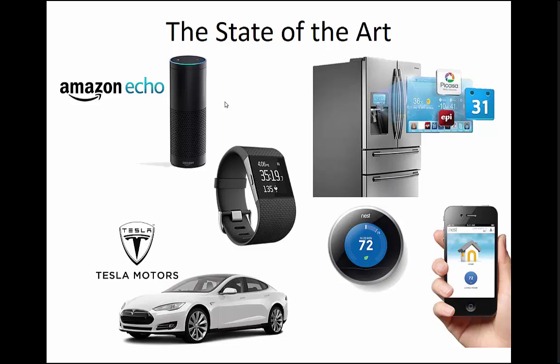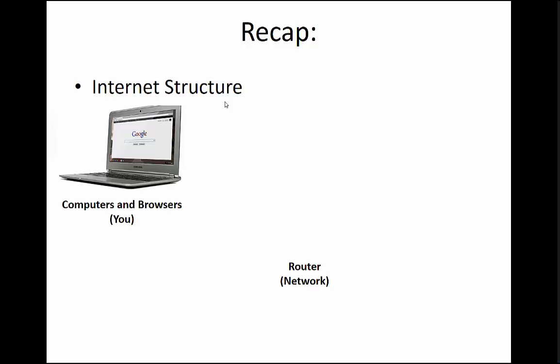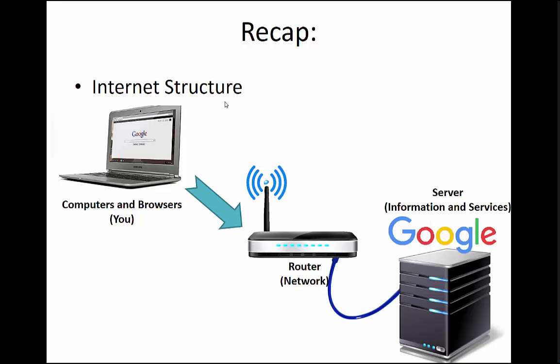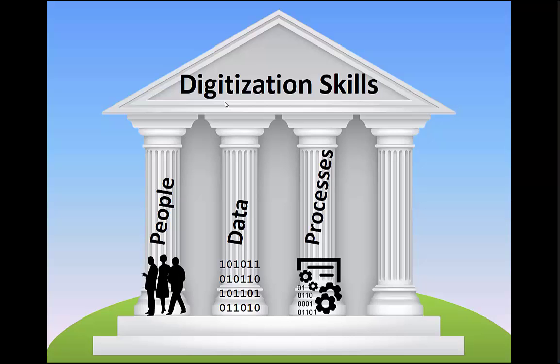Right, so these are all things that people are doing, and you should start to think about what can you do to solve different kinds of problems. And the last few slides here are just a recap. We talked about the internet structure, how information gets from the outside world into your own computer. We talked about the digitization skills, how we are people focused when we design products, how we gather data, turn that into information and actions with processes, and we wrap this all up by putting it inside of things, right?